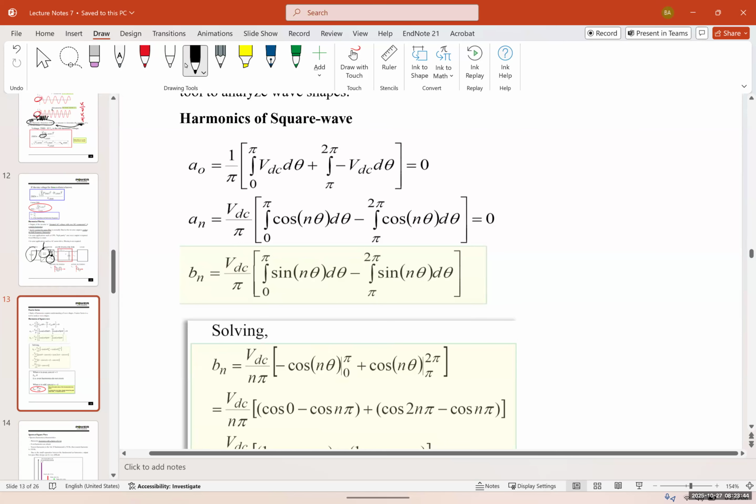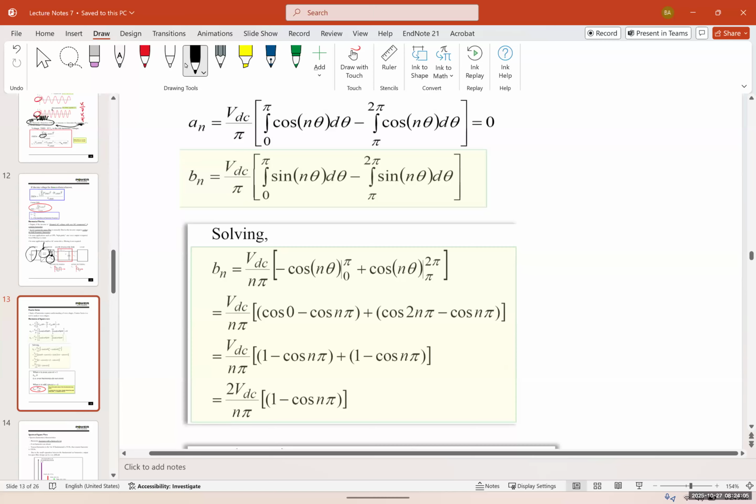So for the harmonics of a square wave, A0 is going to be equal to 0. An is going to be VDC over pi, integral of 0 to pi cosine of n theta d theta, minus the integral from pi to 2 pi of cosine of n theta d theta, which is going to be equal to 0. And Bn is going to be VDC over pi. As you know, for the Fourier series, we have the integral of cosine plus sine. So the cosine part is going to be 0. The sine part is the one that has some value.